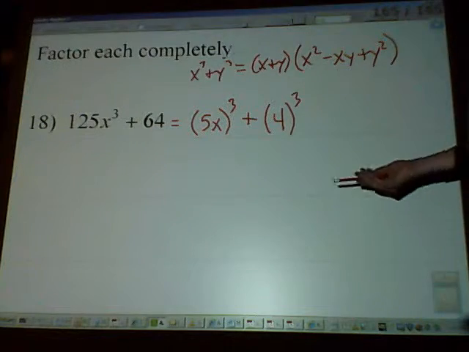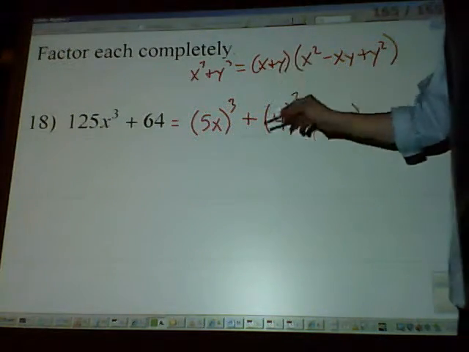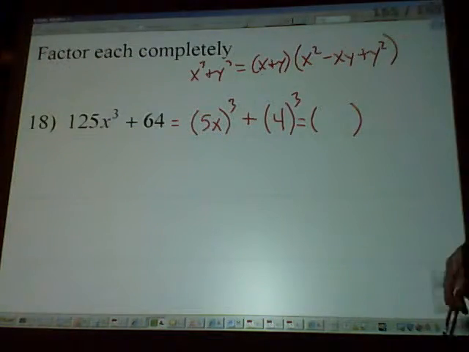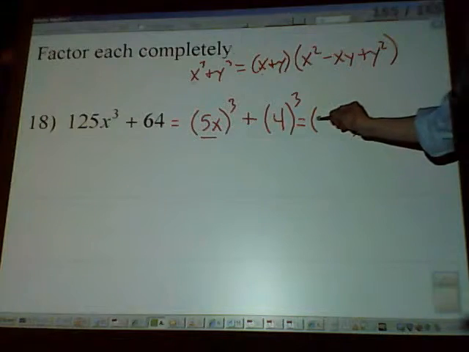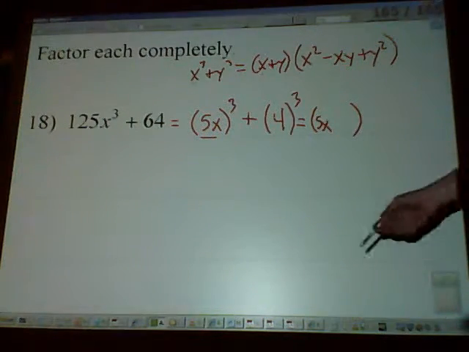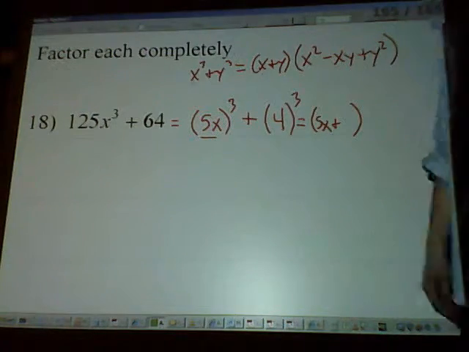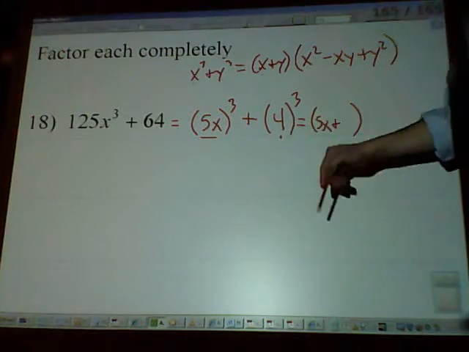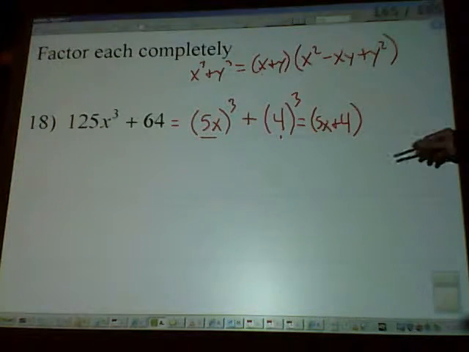So now, on this one, let's just start fleshing out our answer, okay? We got our x plus y. So x stands for what's the first quantity that you're cubing? The first quantity that I'm raising to the 3rd power is 5x. So I'm going to put 5x. And then you put a plus. Now you put the second quantity that you're raising to the 3rd power. What's that quantity? I'm raising 4 to the 3rd power. So this is plus 4.